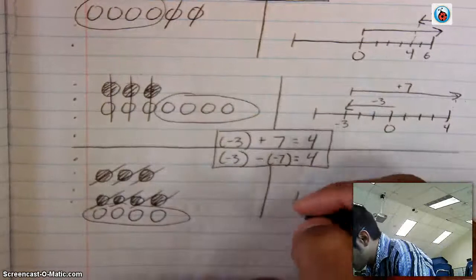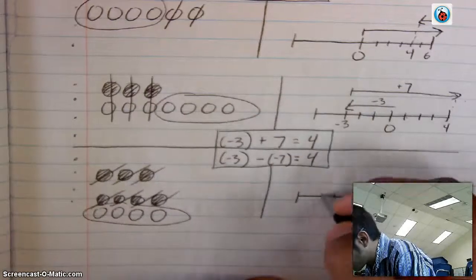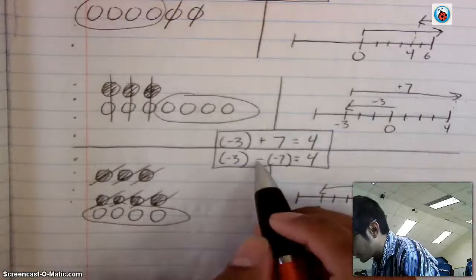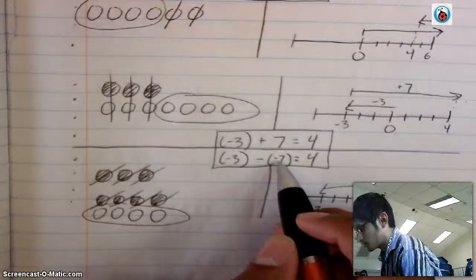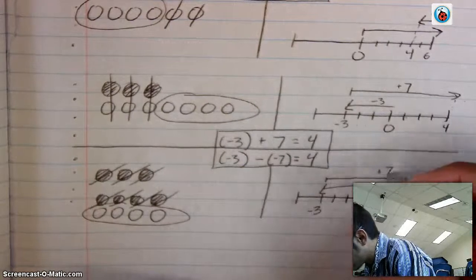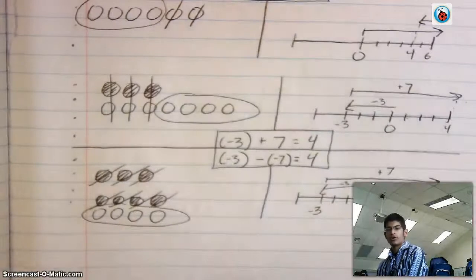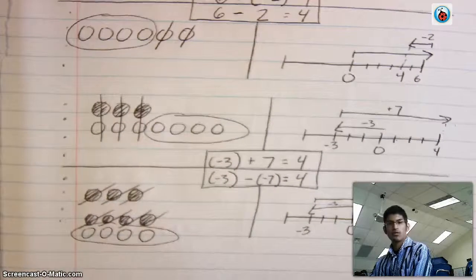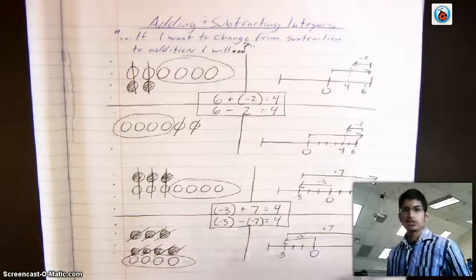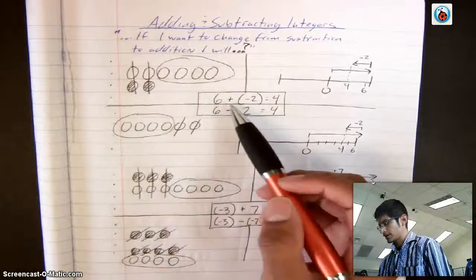Let me draw my number line model for this. Here's 0. I'm going to start at negative 3, go back 3 spaces. Then I'm going to do the opposite of going backward 7 spaces, which is go forward 7 spaces. And my answer is 4. So what I'm hoping you will figure out is the answer to the question up here: if I want to change subtraction to an addition problem, what do I need to do to go from subtraction to addition?